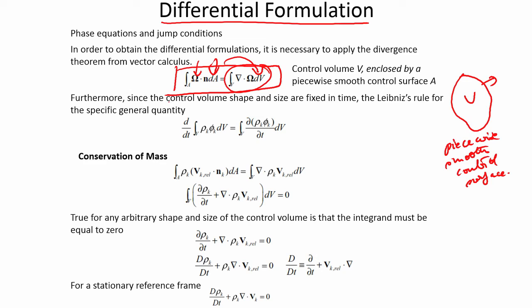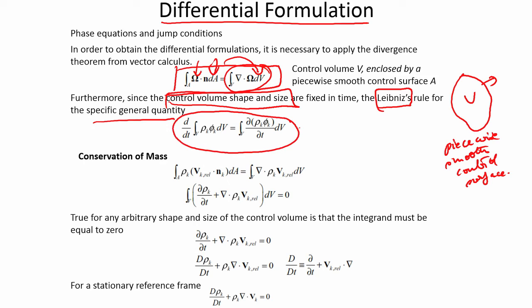Furthermore, since the control volume shape and size are fixed in space, we can apply the Leibniz rule for any specific general quantity, and we can say that this is the formulation. You have seen this Leibniz rule in your boundary layer analysis also. It says that if the control volume's shape and size are fixed in time, we can take the rate of change of the property within the integral sign. So, what does the conservation of mass become?